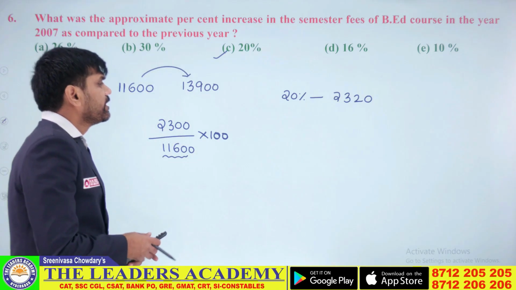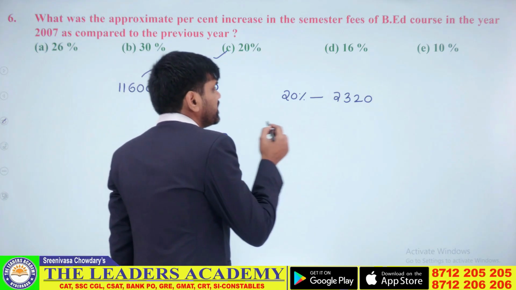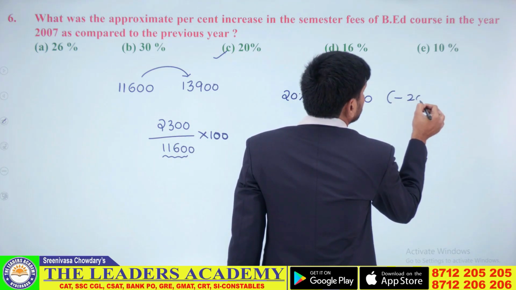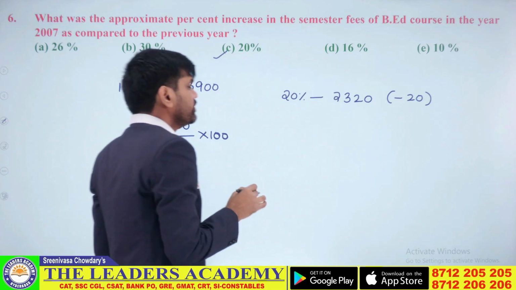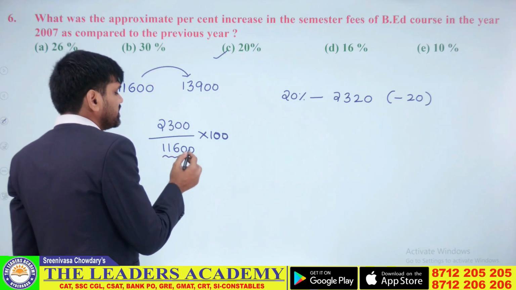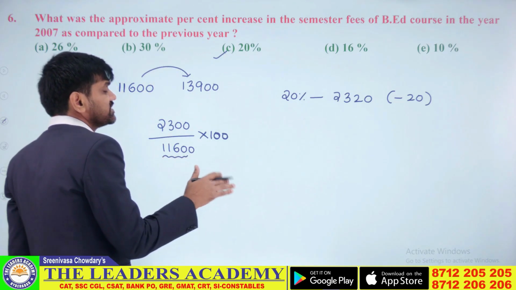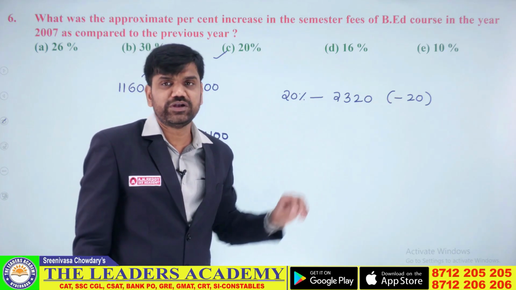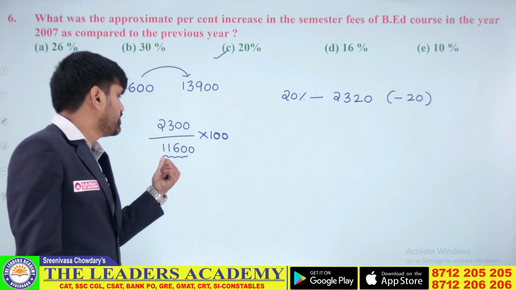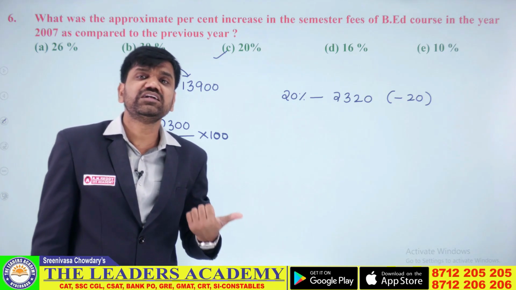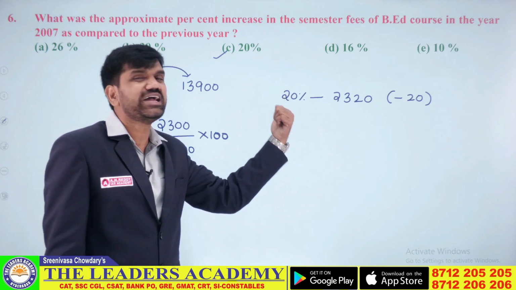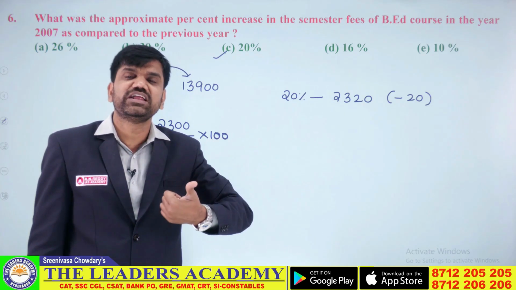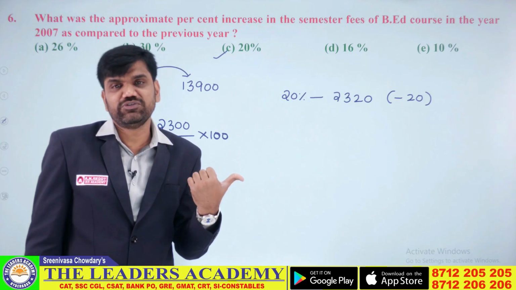Going ahead with how much I need to remove to reach my target, to reach the 2,300, I need to remove how much? 20. How much percent can I remove? Can I remove 1%? 1% of 11,600 will be 116. I can't even remove 1%, because what I need to remove is 20. The 20 is not even 1%. That means I can't even touch 19%. That means my answer has to be more than 19%, less than 20%.